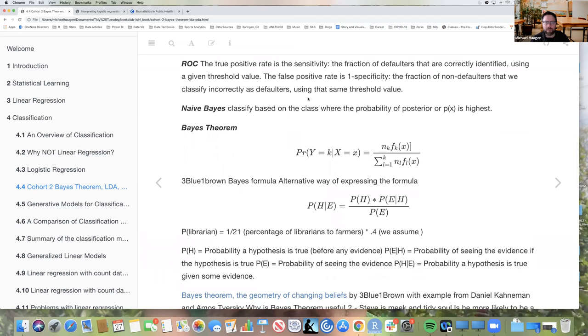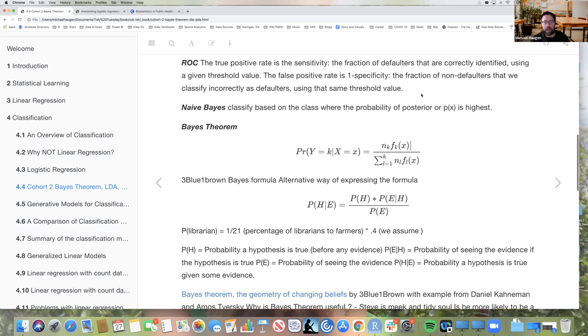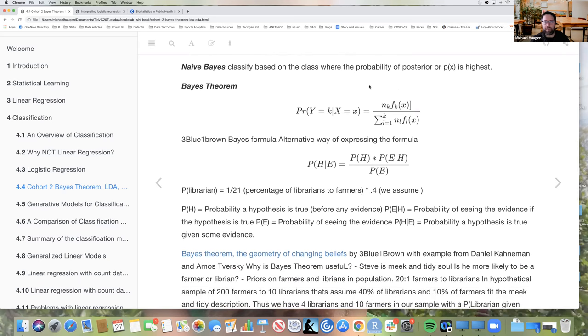ROC. The definition of the ROC curve: the true positive rate is the sensitivity, the fraction of defaulters that are correctly identified using a given threshold. The false positive rate is one minus the specificity, the fraction of non-defaulters that we classify incorrectly as defaulters using that same threshold. We'll see an ROC in the lab. Naive Bayes: classify based on the class where the posterior probability P of Y given X is highest.